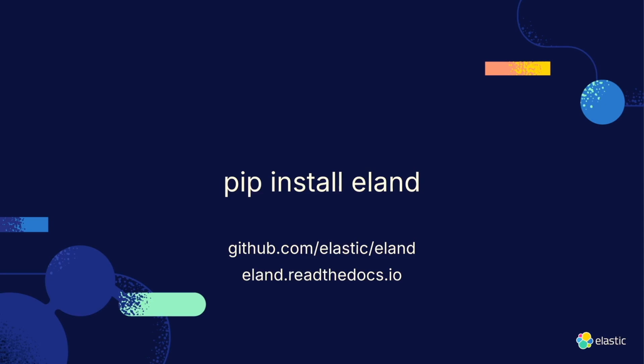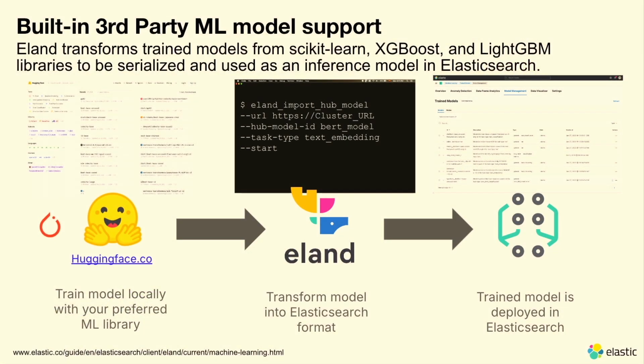Usually, because that's the headline here, pip install Eland. And this has a few different ways it can help you. The first one is this is your go-to tool if you want to deploy third-party models in Elasticsearch. So what it does under the hood, it takes models, the supported ones, that you would train outside Elasticsearch, and then it will be serialized and uploaded to Elasticsearch, where you can then use it as an inference model for different use cases.